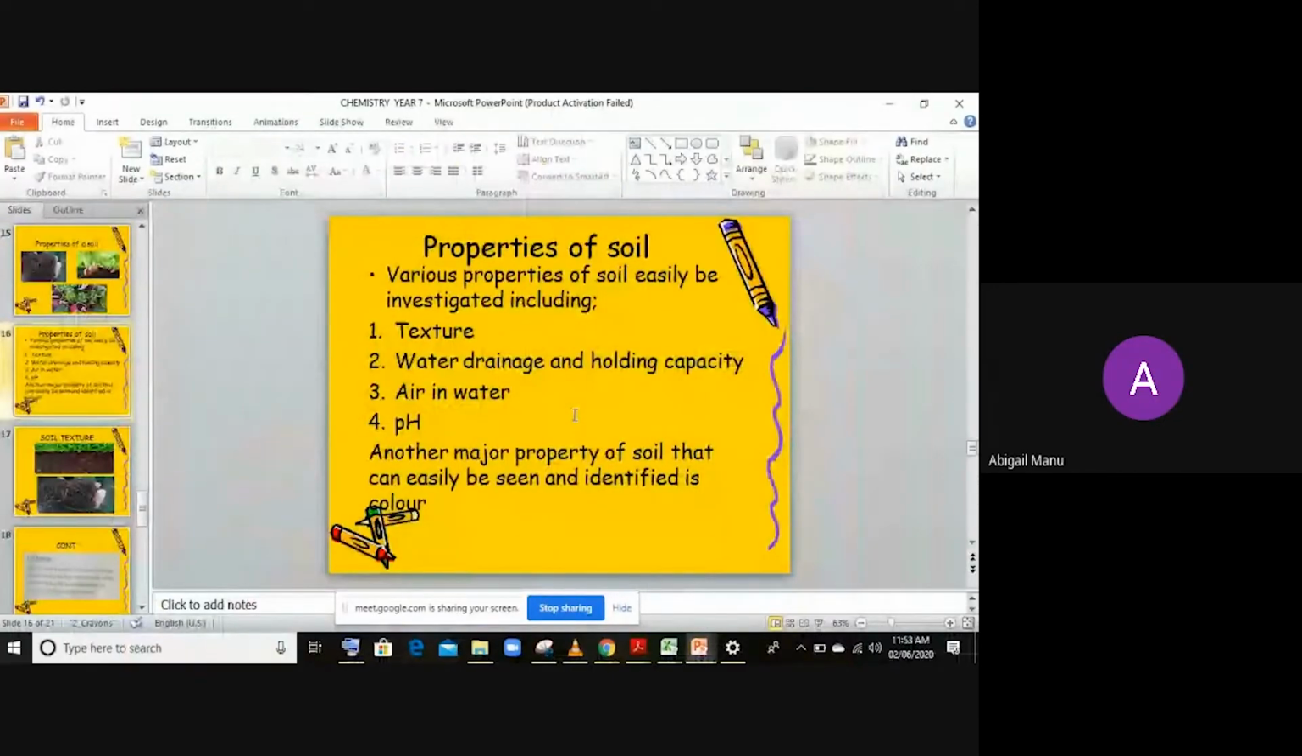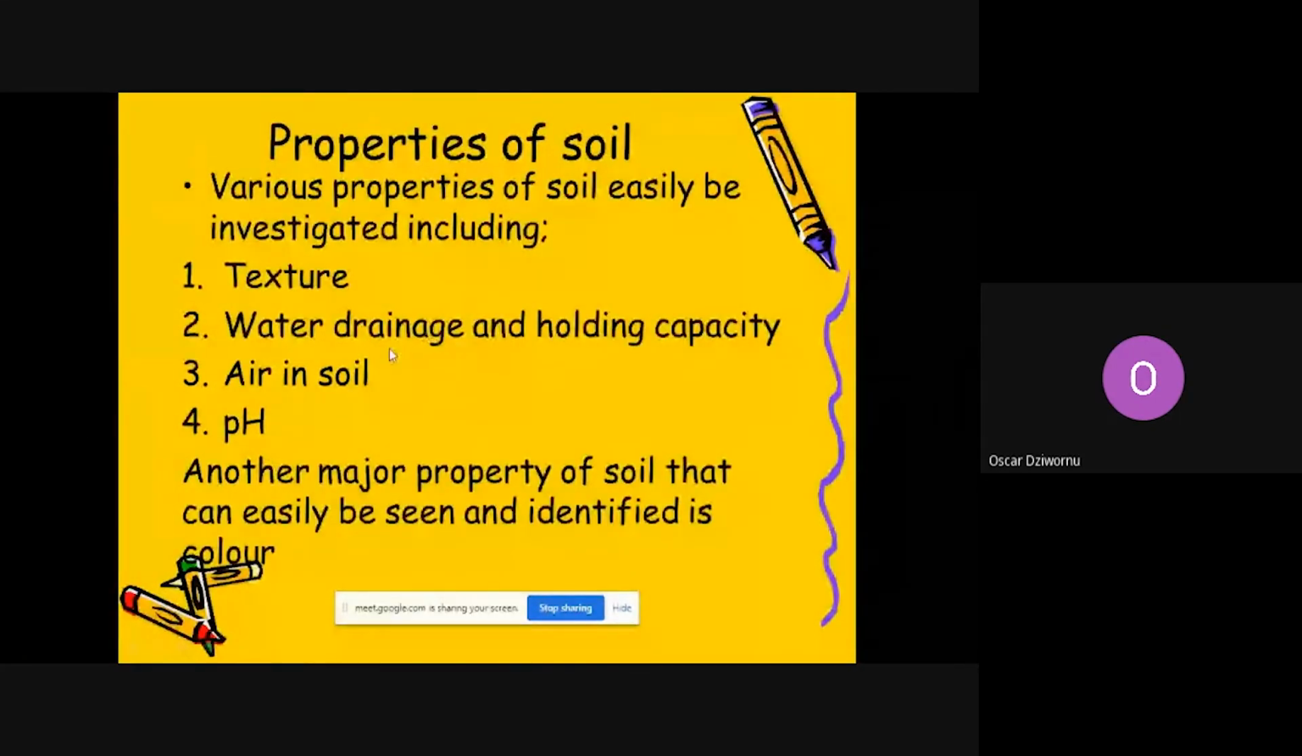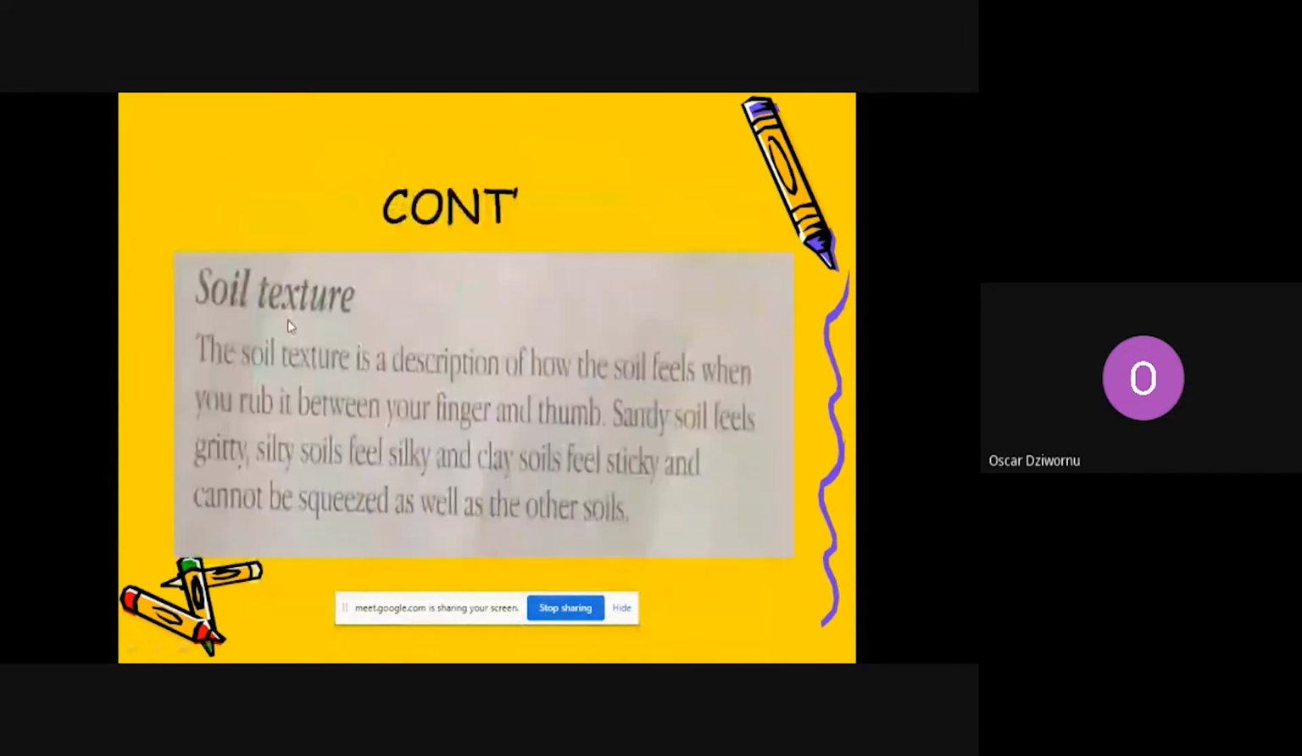Mr. Isaac, when it's able to absorb fluids. Yes, but that point is very much related to water drainage and holding capacity. Abigail, do you agree? Water drainage and holding capacity. Anyway, we'll look at it at the end of the day to see whether it's the same as water drainage capacity. Okay, Abigail.